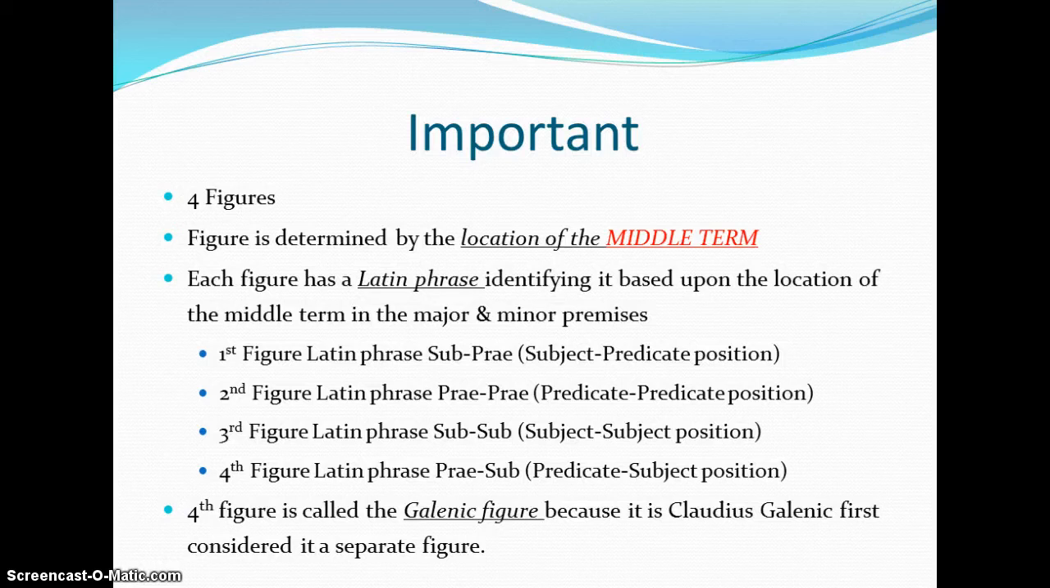And here's something else to keep in mind. The fourth figure is called the Galenic figure. I may not be saying that correctly at all. Just recognize it from the spelling because it was first introduced by Claudius Galen. He considered it a separate figure. But it really is just the converse of the first, or an indirect figure.